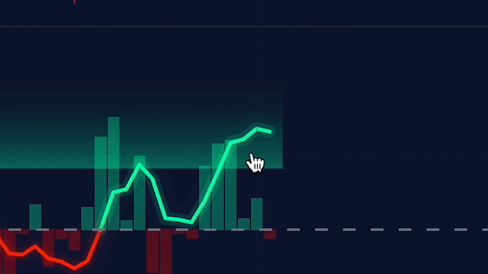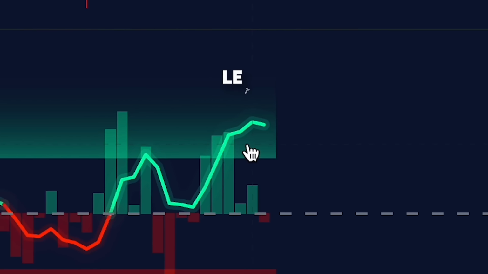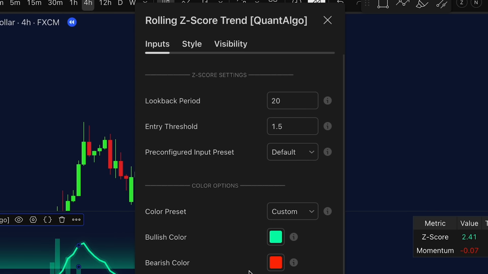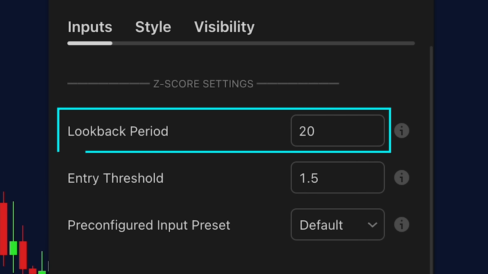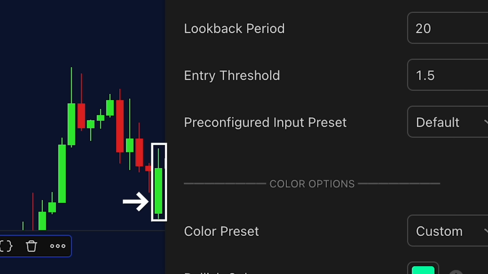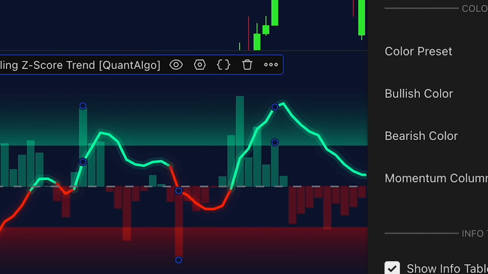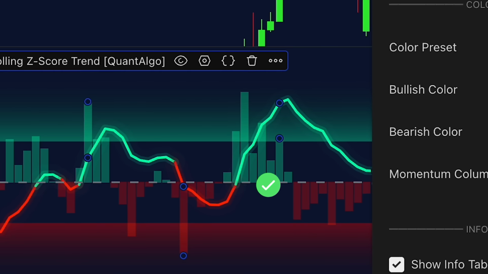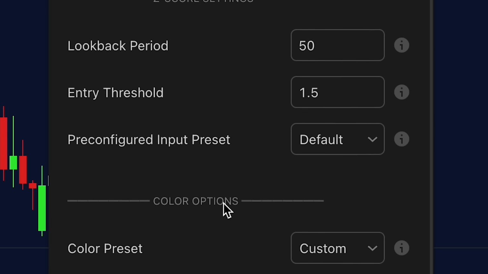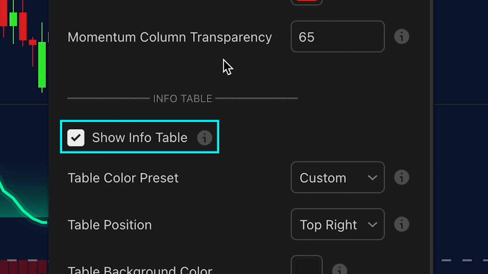Now, to unlock the full power of this tool, let's get your settings right. Double-click on the indicator to access the settings panel. You'll see the look-back period, which determines how many bars are used to calculate the rolling mean and standard deviation. For most time frames, I recommend setting this to 50, as this captures enough statistical data to be meaningful without including outdated information. Next, enable the info table to display real-time Z-score values.